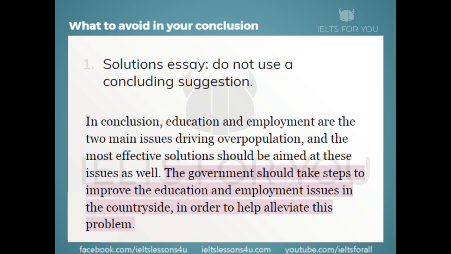When it comes down to the final sentence of the essay, read it with me. The government should take steps to improve the education and employment issues in the countryside in order to help alleviate this problem. The problem with ending with a suggestion for this kind of essay is that this sentence just covers the same territory as the summary. It is repeating the idea from the summary. So with a solutions essay, if your body paragraphs contain solutions, the conclusion should summarize those solutions, and then the final sentence should be a prediction or a hope or a concern, not a suggestion. That's the first big mistake you can make when dealing with a solutions essay.